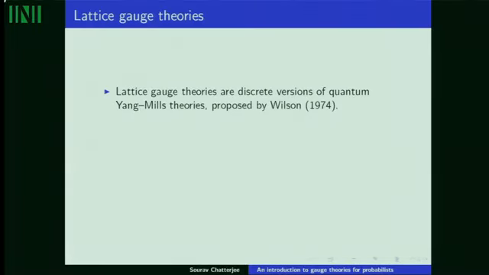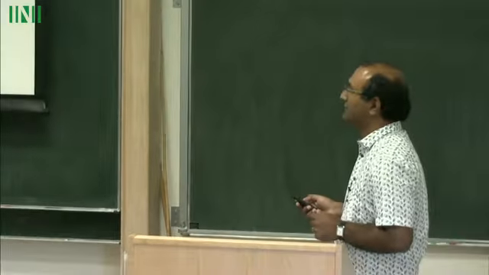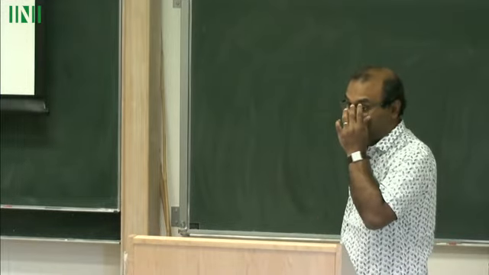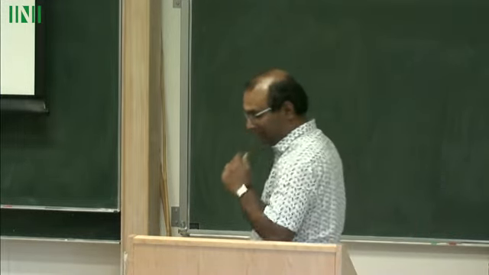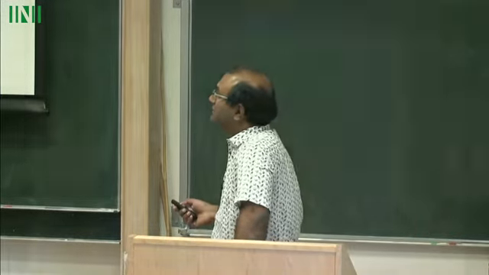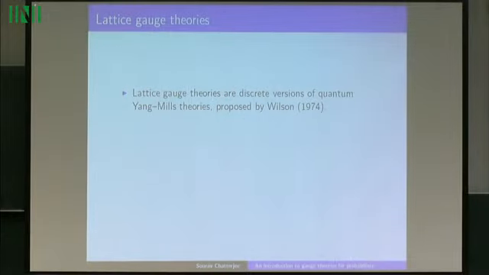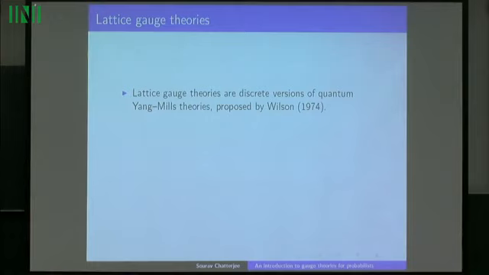Today we are going to talk about lattice gauge theories, which are these discrete versions of quantum Yang-Mills theories. These were proposed by Wilson in 1974, basically the same guy who discovered the renormalization group.